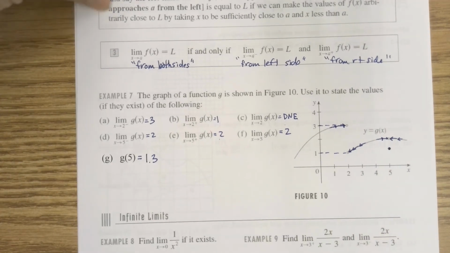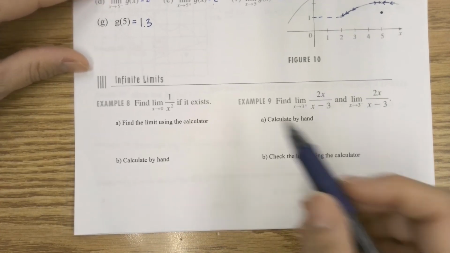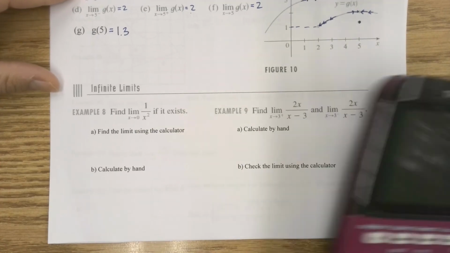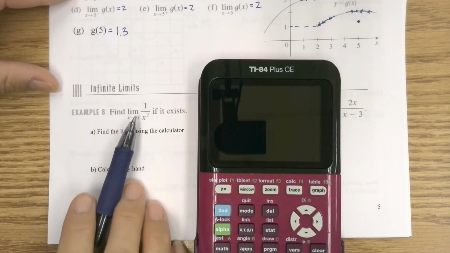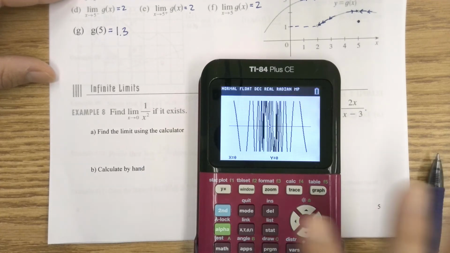All right, last thing for today. Infinite limits. So finding the limit as x approaches 0 of 1 over x squared, if it exists. The first thing they want us to do is use the calculator. Now obviously we could try that little trick of plugging 0 in, but I get a 0 in the denominator, so that is not going to work for us.